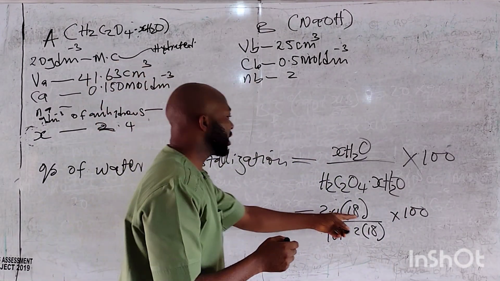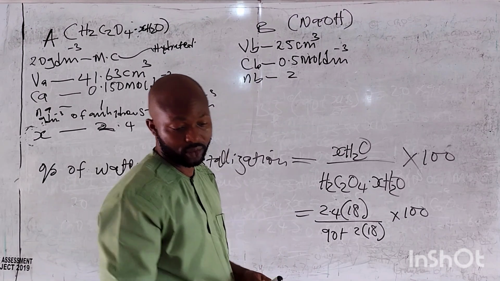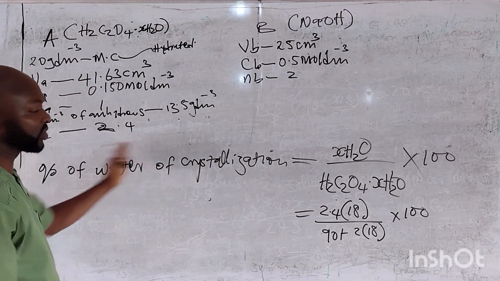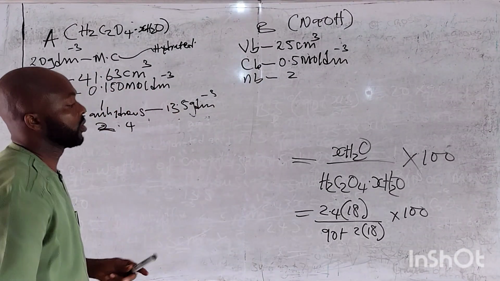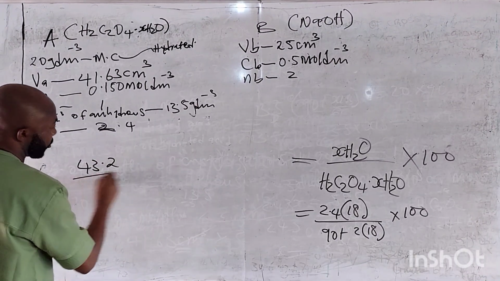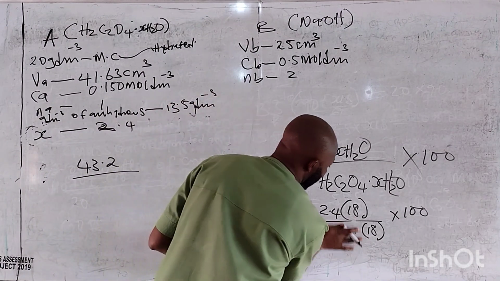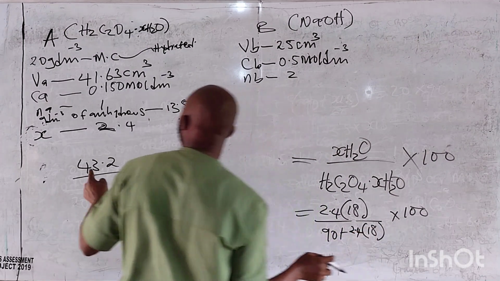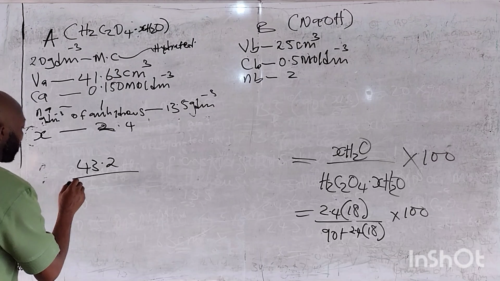Okay, 2.4 times 18 gives us what? 43.2. Okay, permit me, let me move to this side. 43.2. Now, 43.2 over this, this is 2.4, sorry. This is also 43.2 plus 90, which gives you what? 133.2.